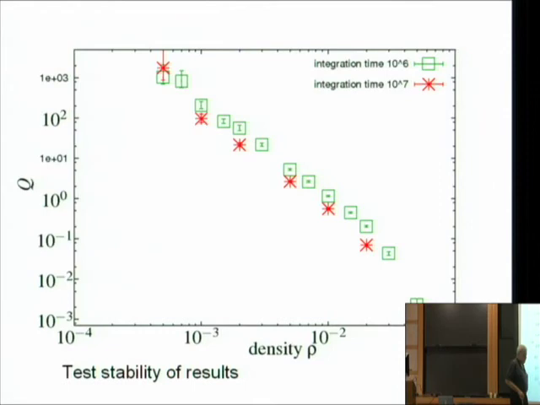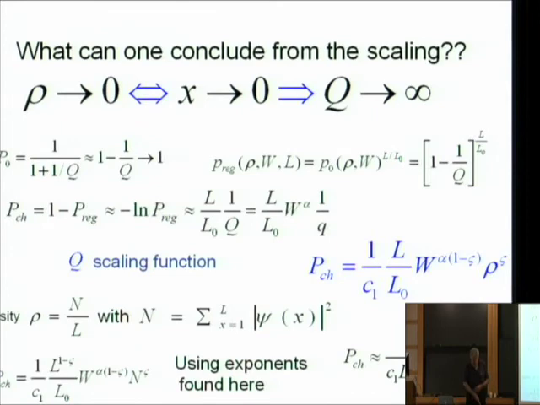So now, what do we learn from this? We want to look at the limit that rho goes to zero, because the assumption is you spread, rho goes to zero. So then x goes to zero and Q goes to infinity. So then, in this regime, indeed P zero approaches one, that is the system is not chaotic, and now we'll see how it approaches one. So we look at P regular, and P regular becomes a function. Now we can expand it, and it becomes a function of this type.